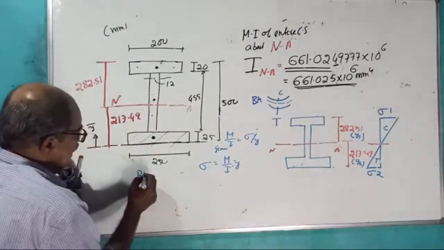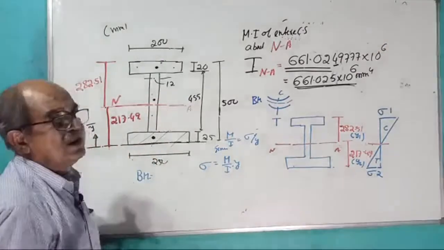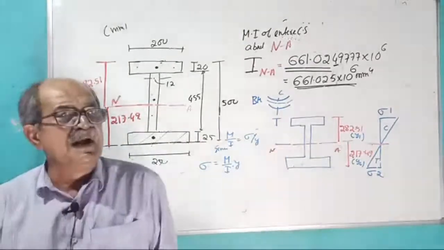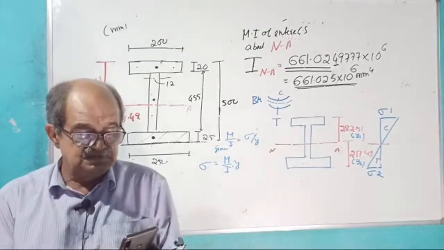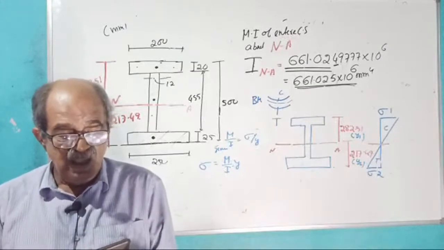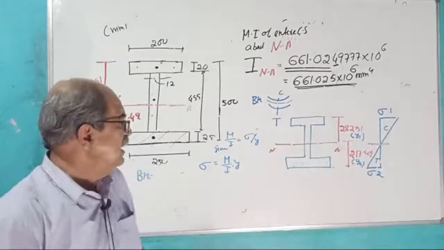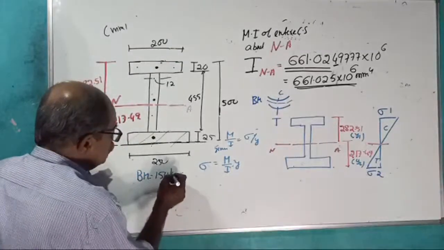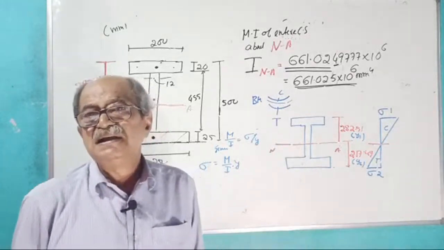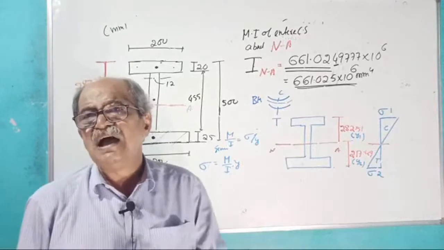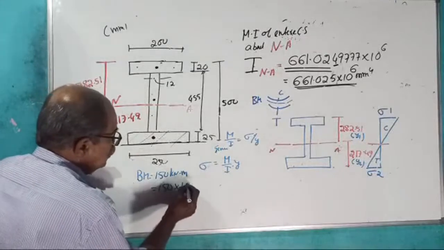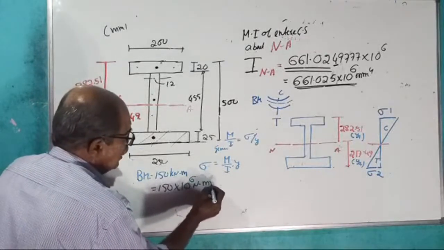Your bending moment is, I forgot the bending moment. How much bending moment did I tell? In the question in the beginning, I told the bending moment. Anybody can tell? 150. Bending moment is 150 kilonewton meter. No. Y is in millimeter, distances are in millimeter, and moment of inertia is in millimeter power 4. I want this bending moment in 10 to the power 6 Newton millimeter.